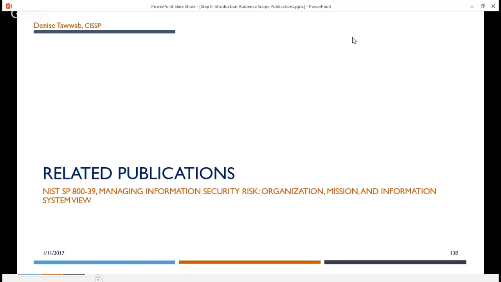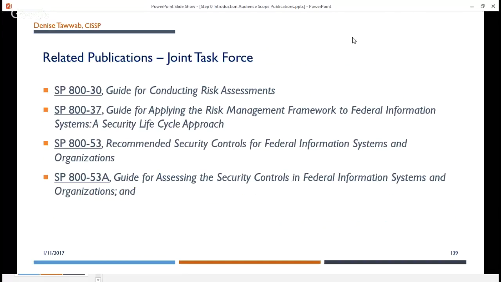This publication, this special publication 839, is part of a group of related publications produced by a joint task force for managing information security risk in federal organizations. And if you're going the NIST path and you're trying to understand what NIST says, or your company is implementing the NIST cybersecurity framework, the publication that you want to take a look at is NIST 839, which is this one, and it's going to be covered in this video and about 5 others. So it'll be on a playlist for you.